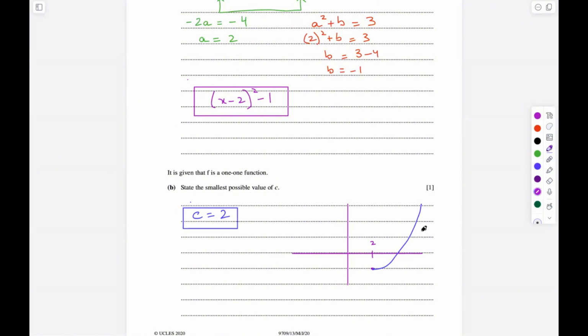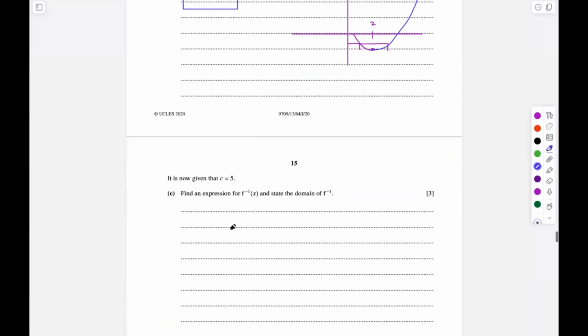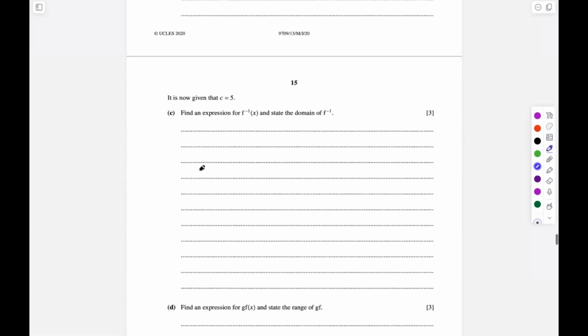And if there was any other value lesser than 2, the graph will not be one-to-one as it will be going upwards. So for each value of y, we'll have more than one value of x. So the only possible smallest value is c equals 2. In part C, it says that it is now given that c equals 5. Find an expression for f inverse and state the domain of f inverse.